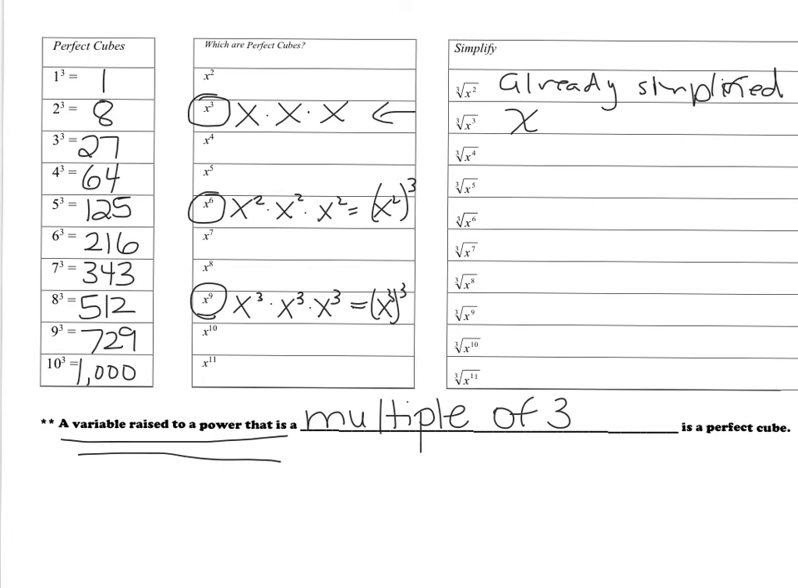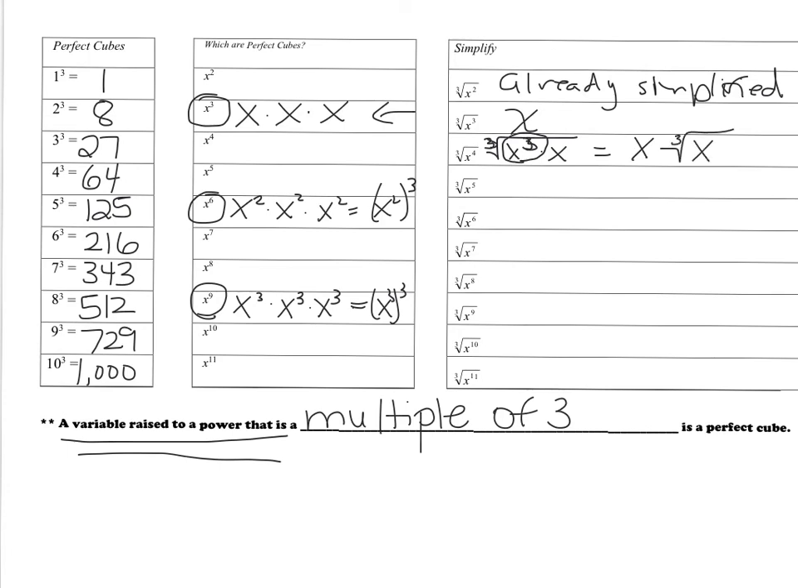The cube root of x to the 4th, that's not a perfect cube, but you can break that into the cube root of x to the 3rd times x. You have to really listen to me because my handwriting on this is not working out. And so now, if you think about it, x to the 3rd is a perfect cube because we just found the cube root of x to the 3rd, that's x. So this is going to be x cube root of x.